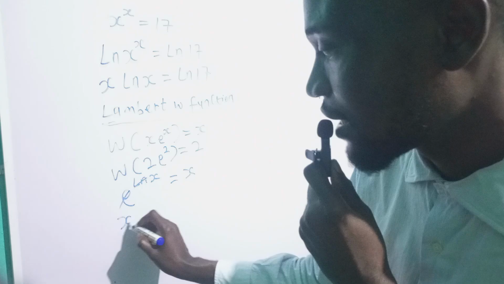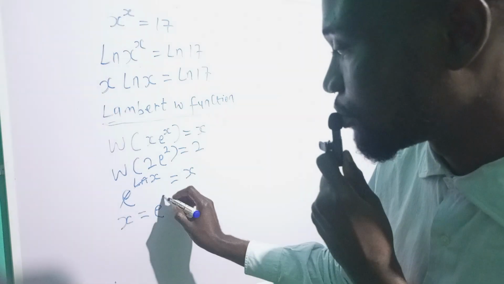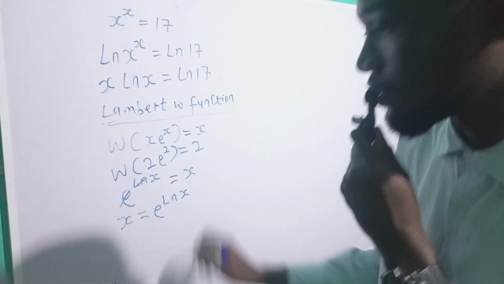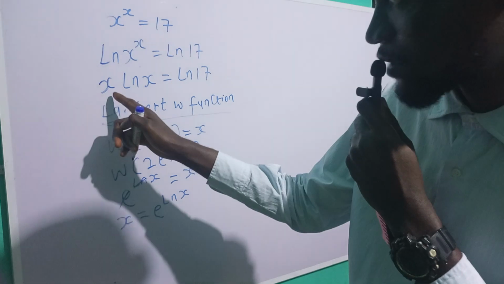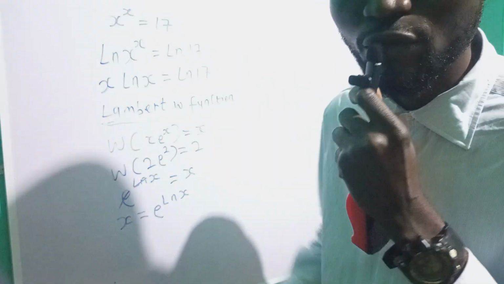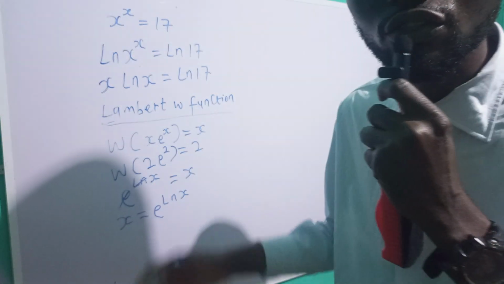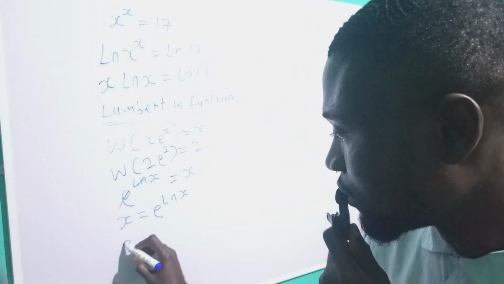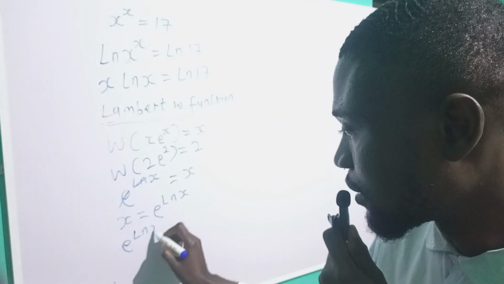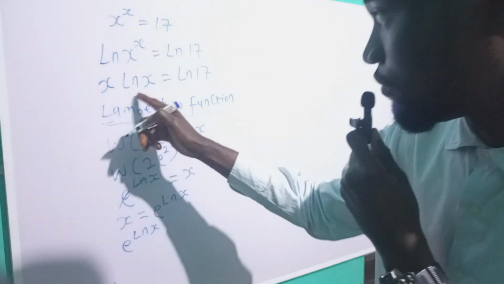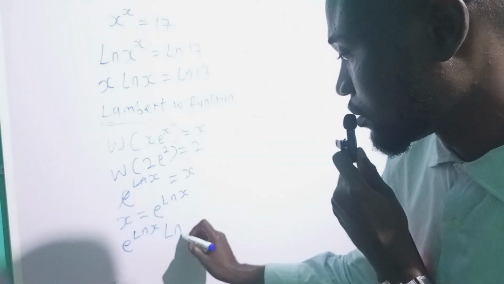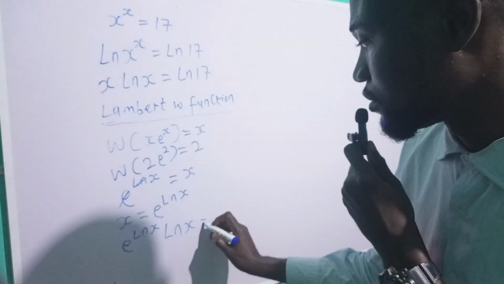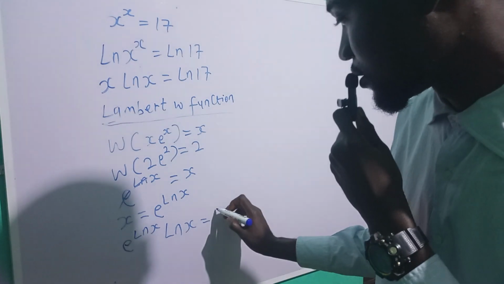So let me rewrite this x. This x, I will rewrite it to be what? E raised to power what? Ln x. So I will rewrite this particular x in this equation to be this because I want to introduce the Lambert W function inside this equation. So this x will be e raised to power ln x. Then we have ln x again. Ln x is equal to what? Ln 17.